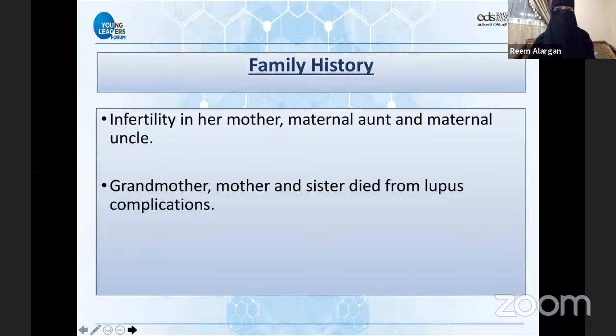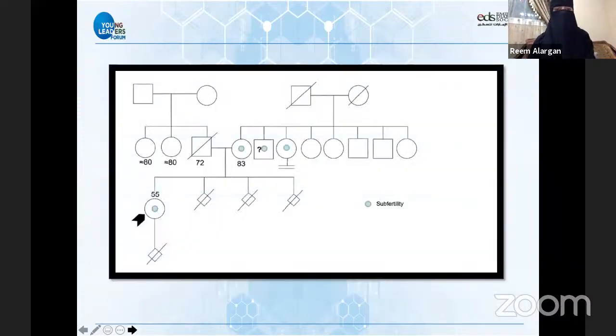In regard to her family history, there was positive family history of infertility in her mother and maternal aunt and uncle. And her grandmother, mother and sister died of lupus complications. This is the family pedigree. It shows us that the patient, who was 55 years old, was the only child of a non-consanguineous marriage. Her mother had three miscarriages, and the patient had one miscarriage. And there was positive family history of infertility in her maternal aunt and maternal uncle.